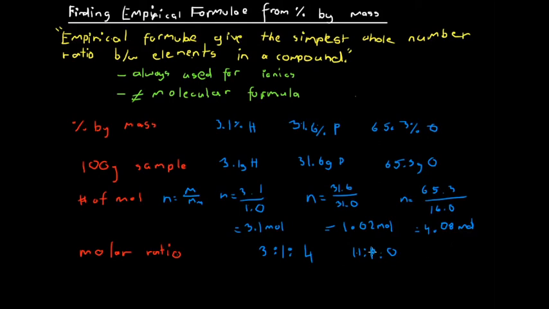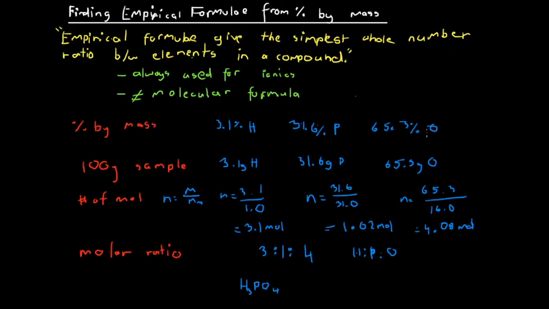And so from that, we figure out that the ratio between the hydrogen, the phosphorus, and the oxygen is 3 to 1 to 4. And so we know that the empirical formula is basically just the simplest whole number ratio between elements in a compound, and we've seen empirical formula before. So we know that our empirical formula is H3PO4, or phosphoric acid.